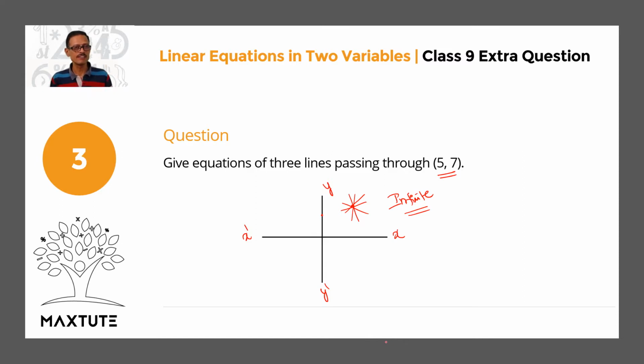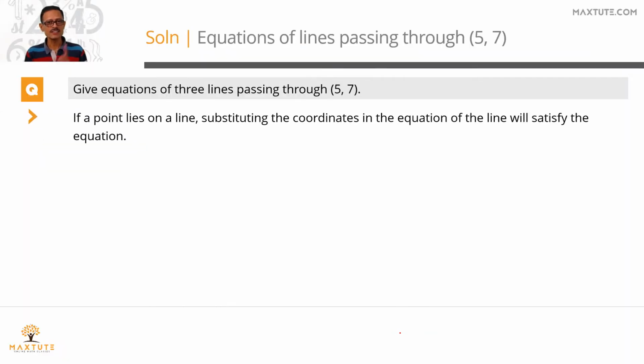Now, how do we frame the equation? That's the second question. The first question is, how do we know that this particular line, given its equation, is passing through this point 5, 7? Conversely, if I ask this question, how do I know 5, 7 lies on this line? If a point is lying on a line, or if a line is passing through a point, substituting the coordinates of the point in the equation of the line for x and y will satisfy the equation of the line.